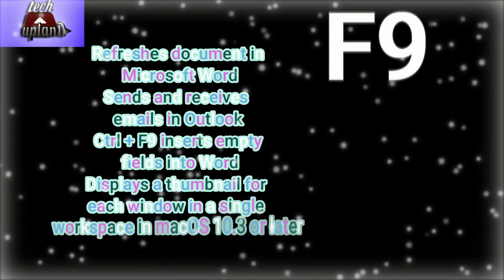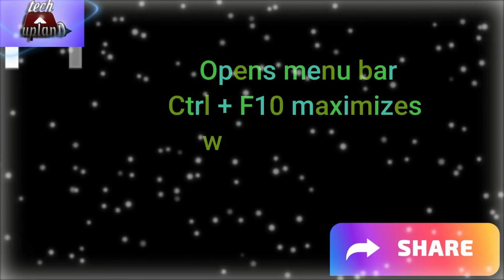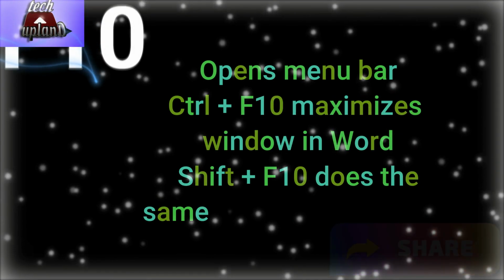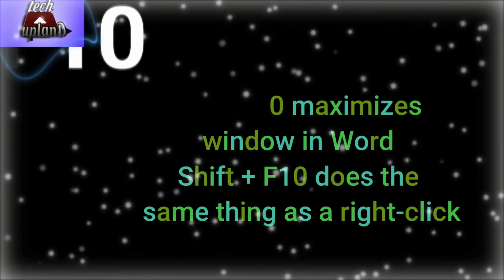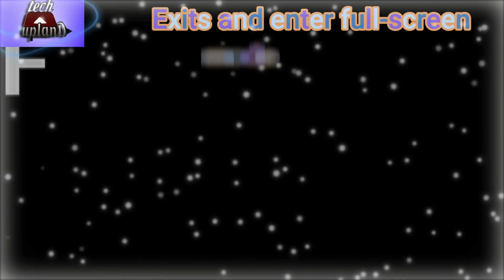Displays a thumbnail for each window in a single workspace in Mac OS 10.3 or later. Opens menu bar. Control plus F10 maximizes window in Word. Shift plus F10 does the same thing as a right click. Exits and enters full screen mode in browsers.